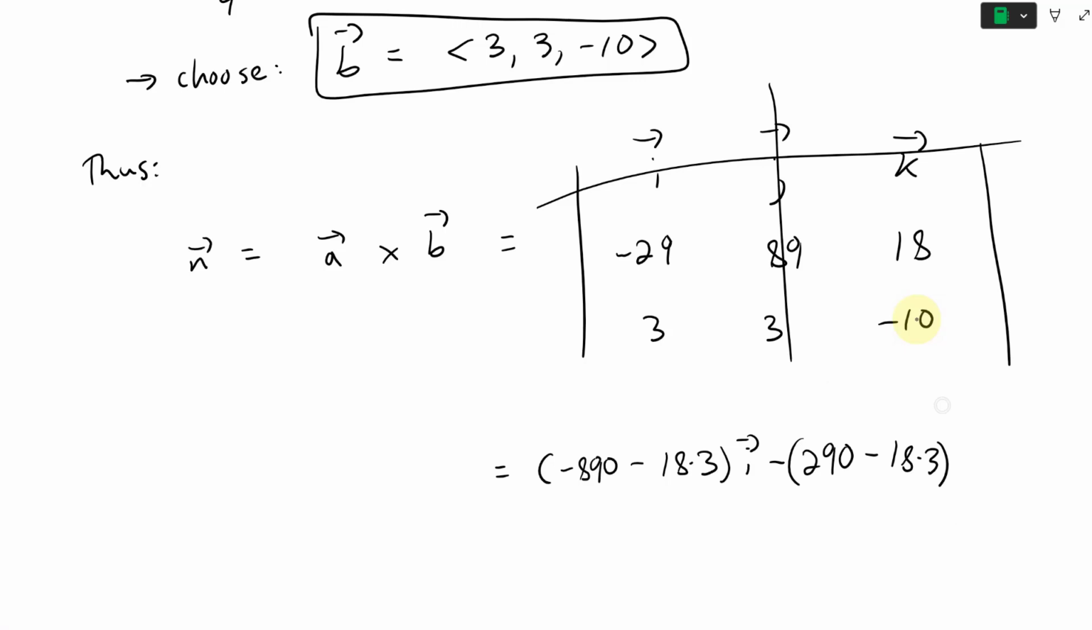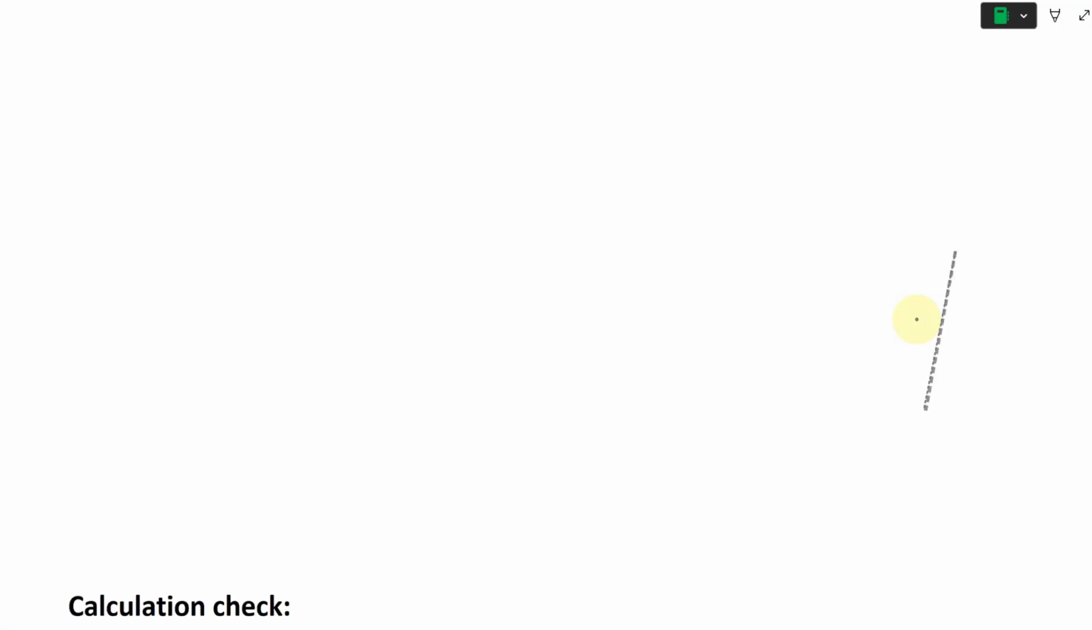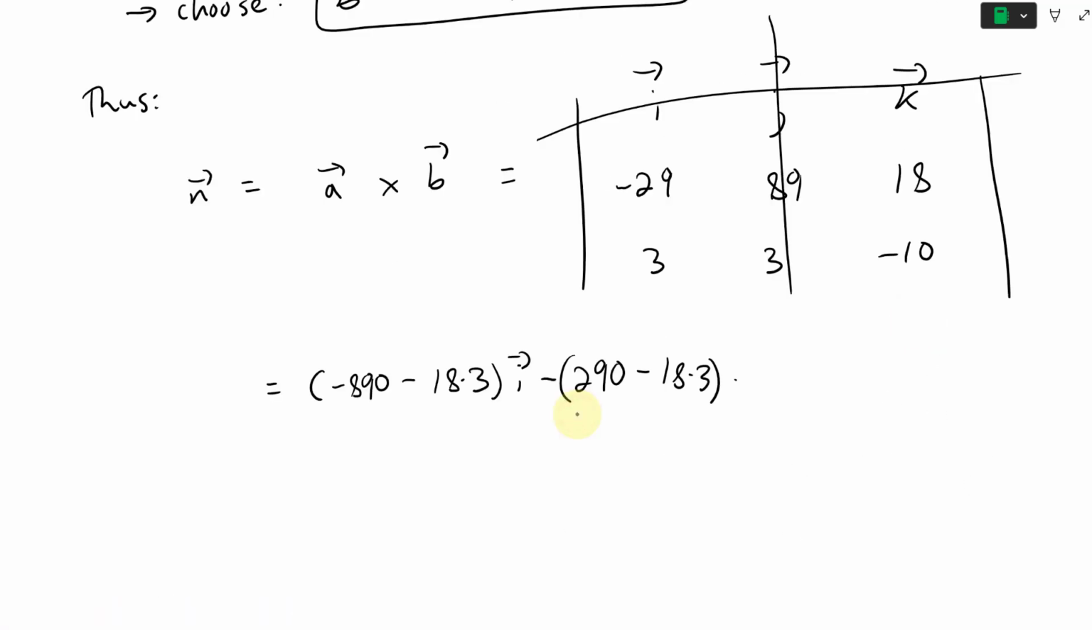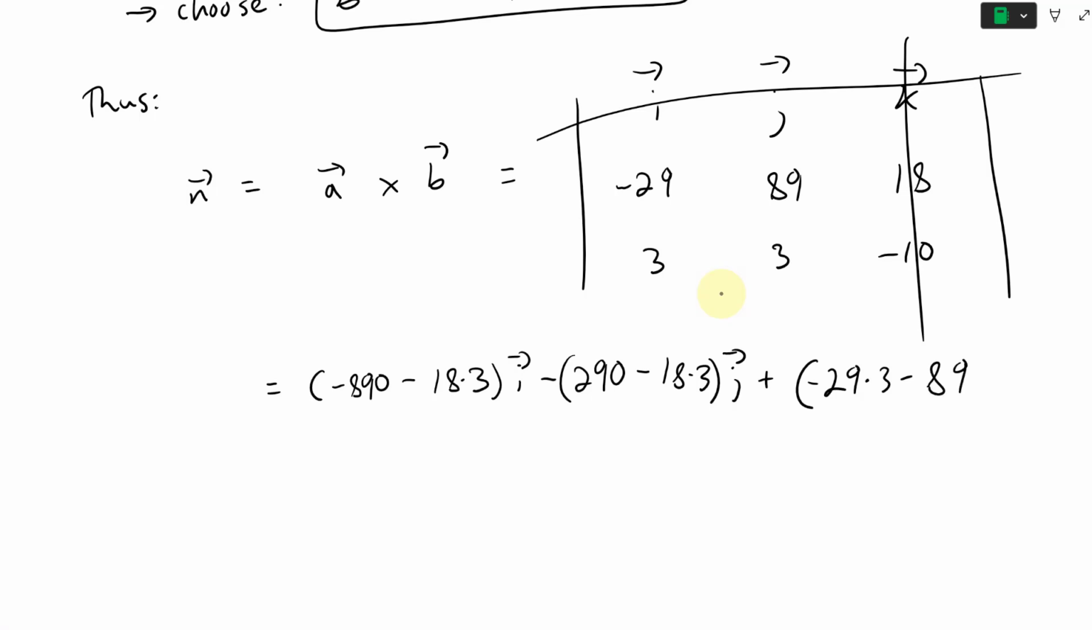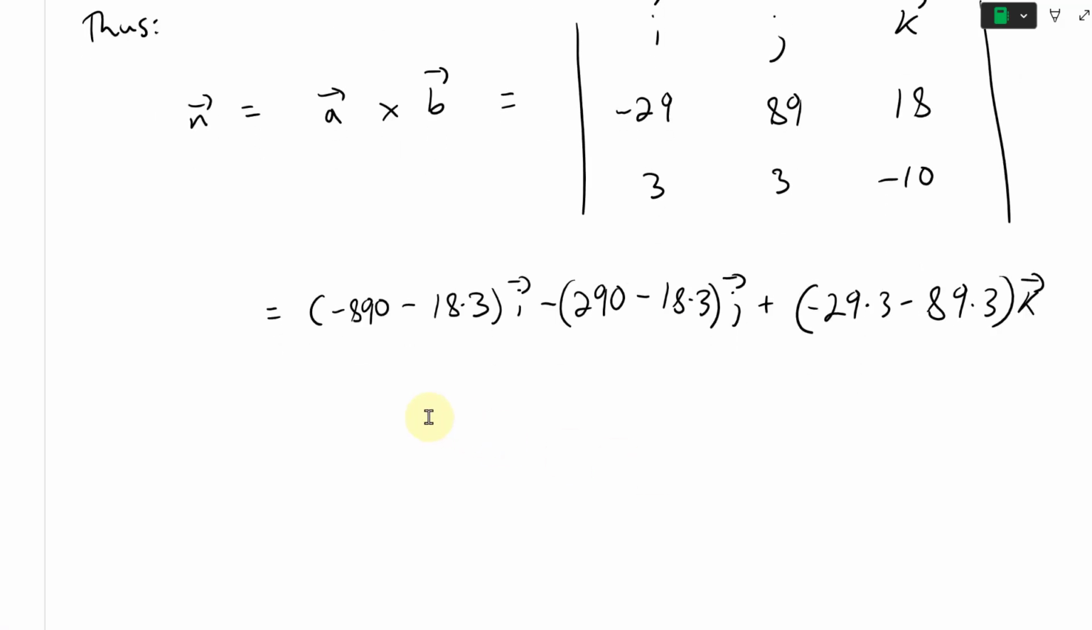Like that, and I'm going to shift this over. Right here, I just shifted it over. I mean, this is J, and then plus. That's a plus, and then do the same thing for the last one. This is a 3. Cross like that. Put a bracket. This is going to be negative 29 times 3, minus 89 times 3. And this is K, like that. All right, so that's what we have now. And let's continue with our journey of manual multiplication.